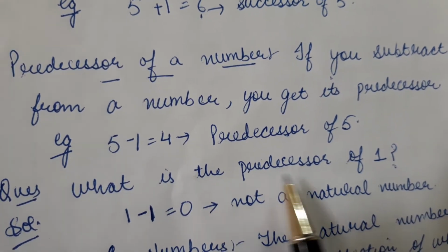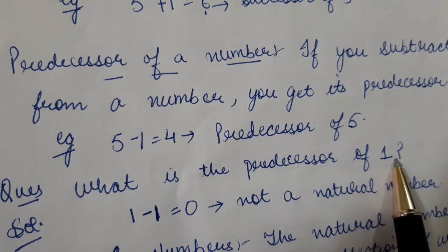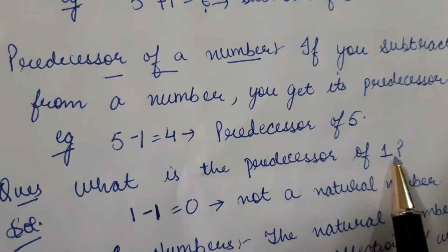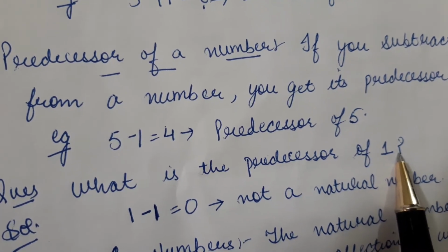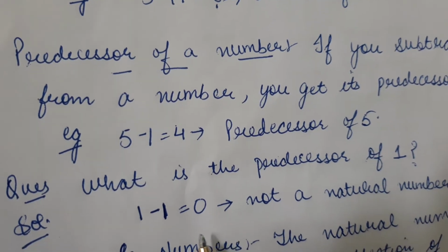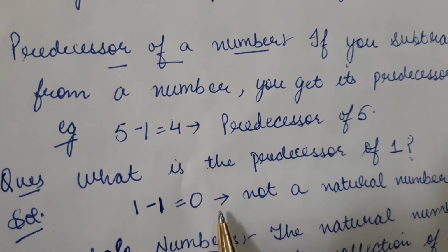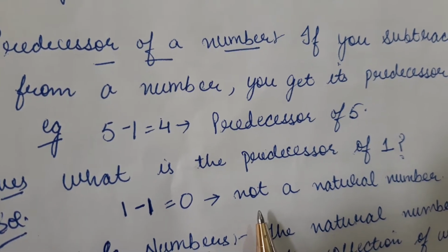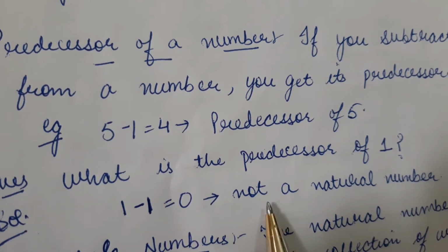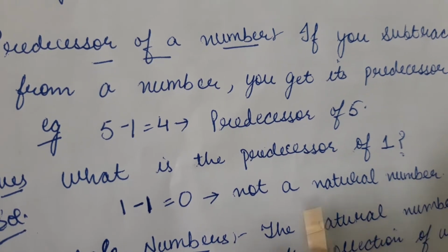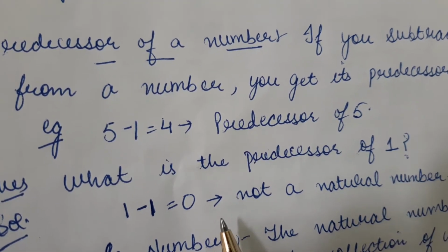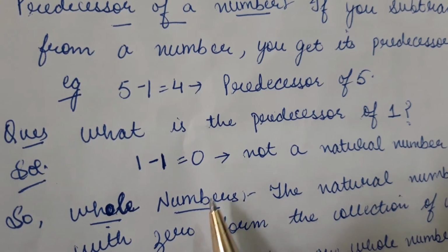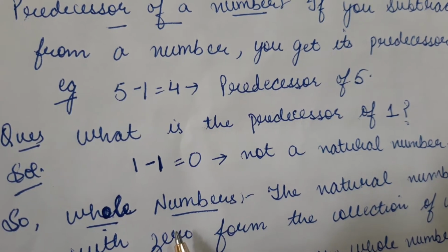Now what is the predecessor of 1? Predecessor means if I subtract 1, I will get the predecessor. Now if I subtract 1 from 1, I will get 0. I told you natural numbers start from 1, so 0 is not a natural number. Then what about 0? 0 is the first whole number.